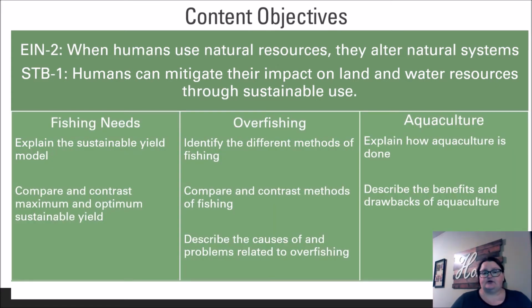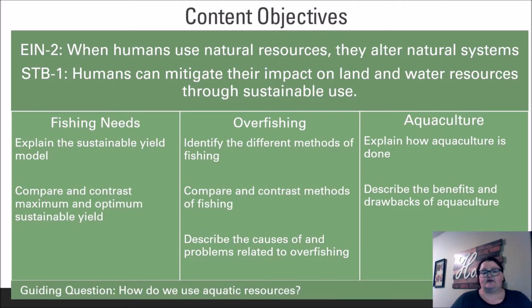At the end of this lesson, you should be able to explain the sustainable yield model, compare and contrast maximum and optimum sustainable yield, identify the different methods of fishing, compare and contrast methods of fishing, describe the causes of and problems related to overfishing, explain how aquaculture is done, and describe the benefits and drawbacks of aquaculture. All this leads us to answering our guiding question: how do we use aquatic resources?